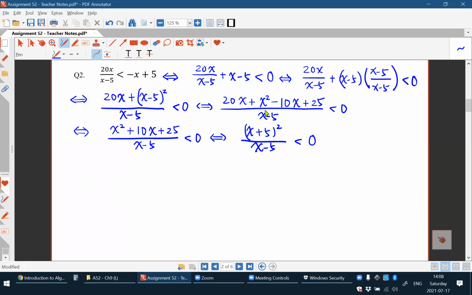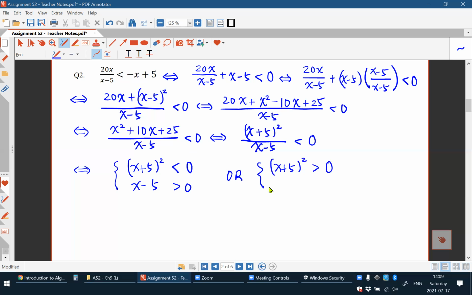And if you have a ratio that is less than 0, what does this mean? This means the signs in front of the two numbers, in front of the denominator and the numerator, should be different, right? So we could either have a negative numerator and at the same time a positive denominator, right? Or for the second case, we can have a positive numerator and at the same time a negative denominator, right? Do you understand?